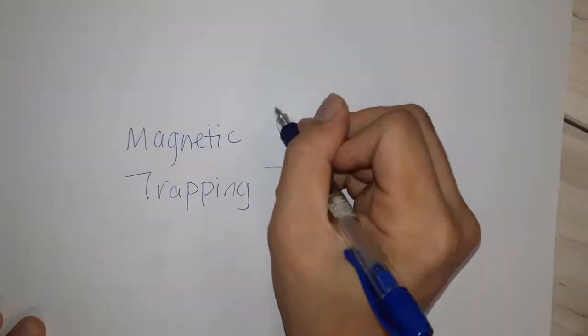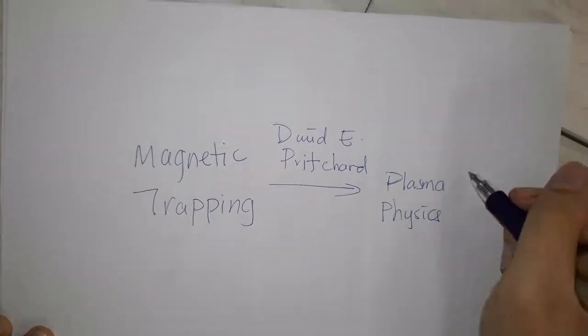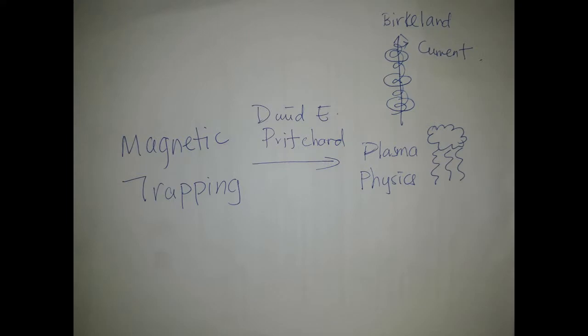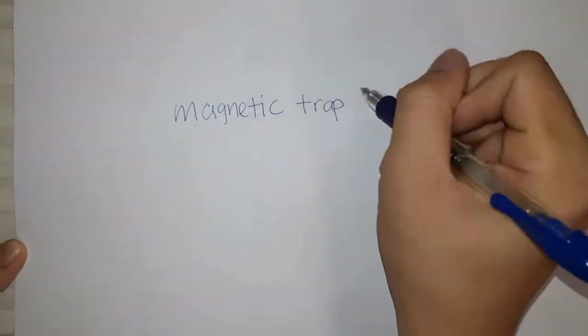Magnetic trapping. It was first proposed by David A. Pritchard. Its origin is in plasma physics, but going forward, magnetic trapping has developed greatly and is now useful for many areas of physics research. But what does it mean, and how does it work?